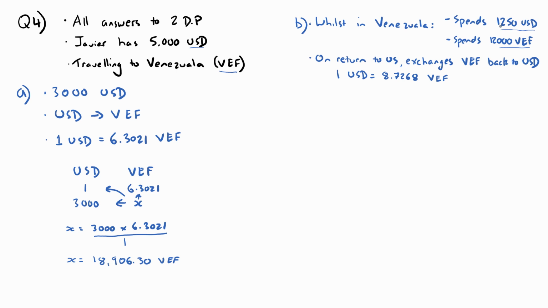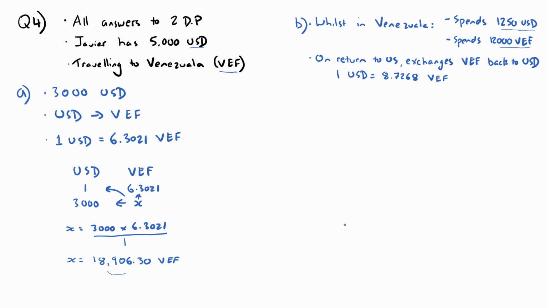So this is important. Notice in Part A, he only exchanged 3,000 of his 5,000. So he still had 2,000 left over. So of that 2,000, he spent some US dollars, and then of his nearly 19,000 Venezuelan bolivars, he spent 12,000 of that. And then we're also given this currency exchange rate for when he converts his VEF back to US dollars at the end. So we need to find out how many US dollars he finally has at the end. Now, there's a few steps to this question.